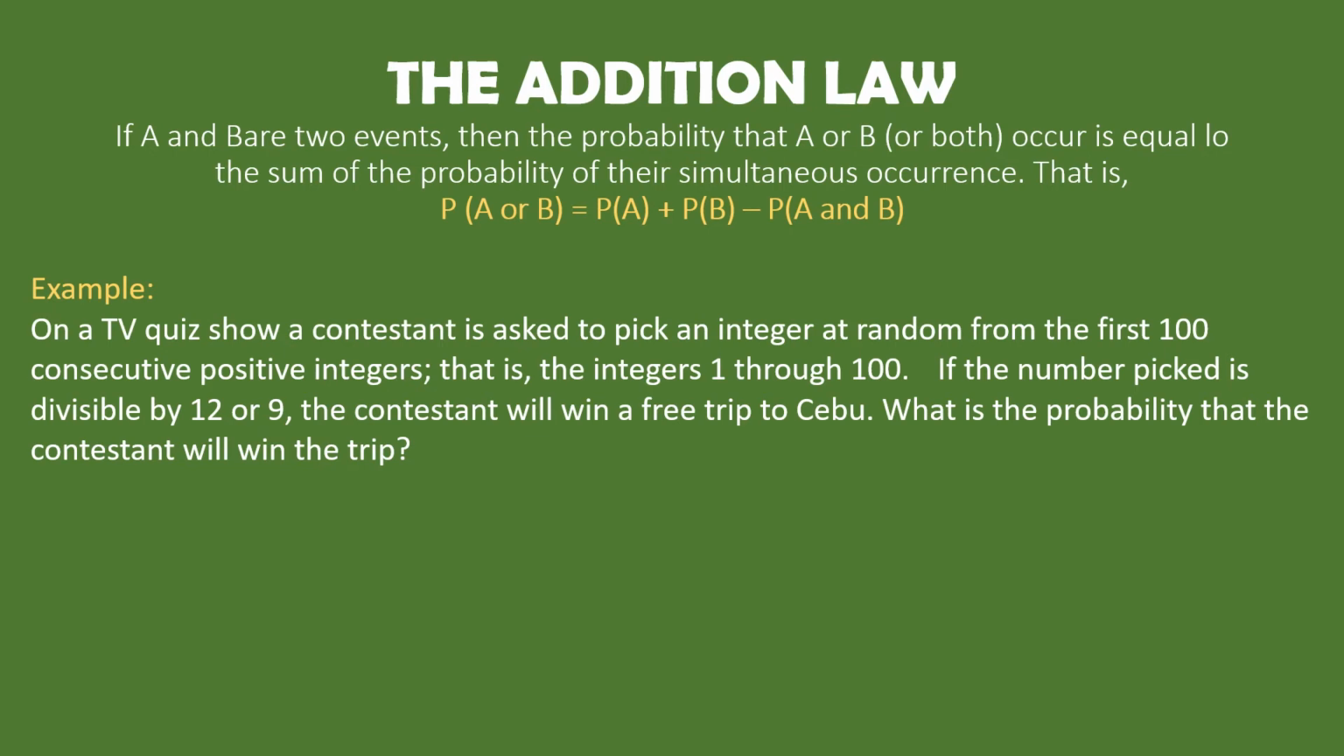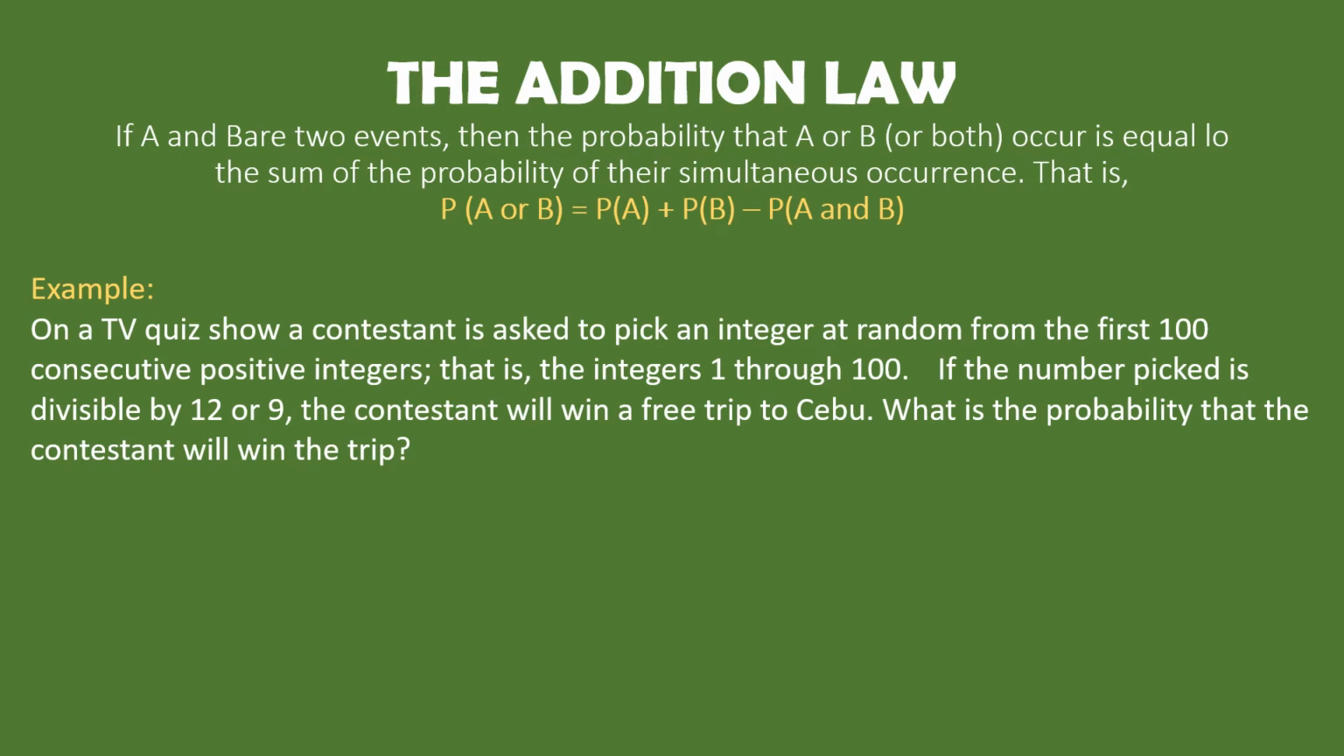Let us now move on to the different laws or formulas that are related to probability. The first law is what we call the addition law. So in the addition law, it says here that if A and B are 2 events, then the probability that A or B or both occur is equal to the sum of the probabilities minus the probability of their simultaneous occurrence. That is, P of A or B is equal to probability of A plus the probability of B minus the probability of A and B.